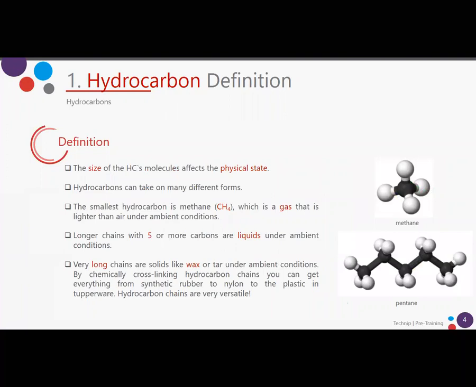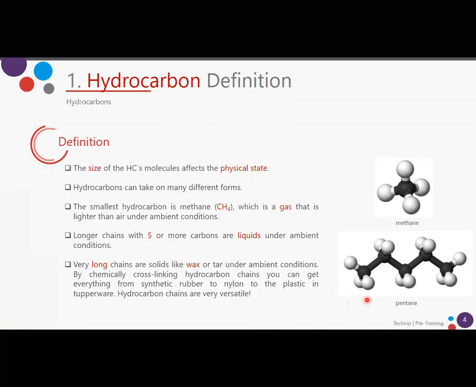So the size of the hydrocarbon molecules affects the physical state. Hydrocarbons can take many different forms. The smallest hydrocarbon is methane, CH4, which is a gas under ambient conditions. So this is the methane that you have here, 1 carbon and 4 hydrogen, 1, 2, 3, and 4, okay? Longer chains with 5 or more carbons are liquid under ambient conditions.